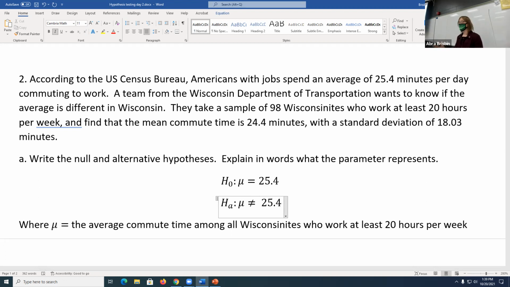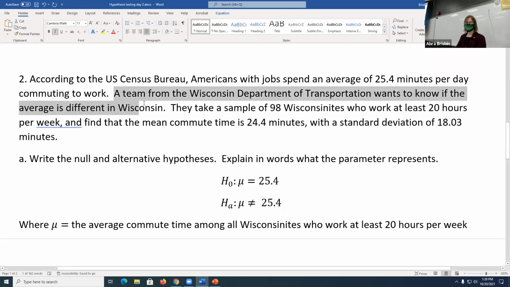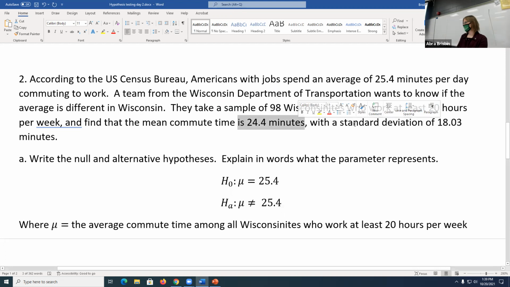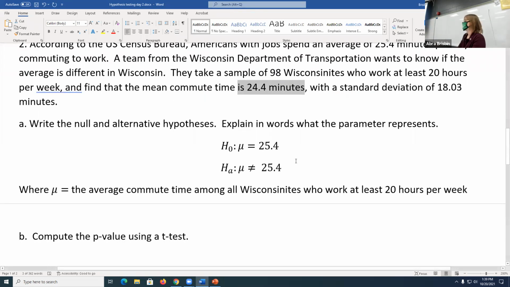And an important point here is that we pick this direction of inequality based on what the research question is before we look at what the data was. So the fact that the data said 24.4 minutes, the fact that that's less than 25.4, that doesn't play a role. Questions about this?